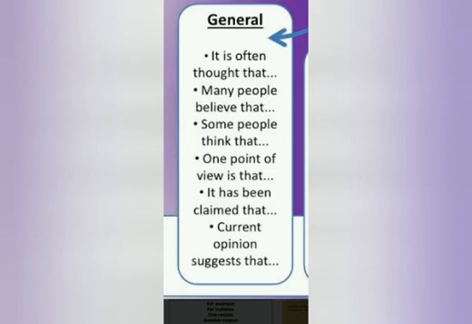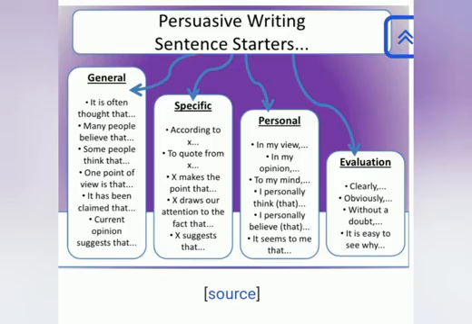Many people, some people, etc. After general comes specific, personal, and evaluation. Such charts are very helpful. If these charts are handy always in front of our eyes, this will be like a lesson plan. You don't have to think much. You will automatically follow the rules and write perfect persuasive writing.